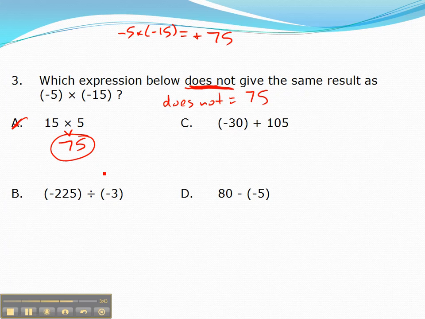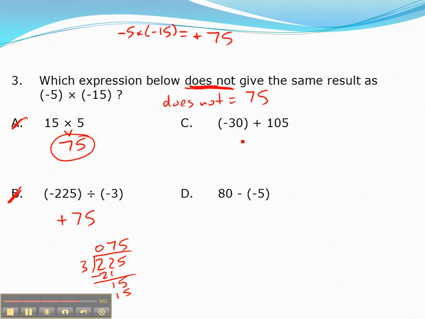Let me go in order. B is -225 divided by -3. We know that's going to give us a positive product, so that's good. And then we need to do 225 divided by 3 and see what we get. 3 goes into 2 0 times. 3 goes into 22 7 times. 7 times 3 is 21. Subtracting, I get a 1, bring down my 5. 5 times 3 is 15, so this is also positive 75.